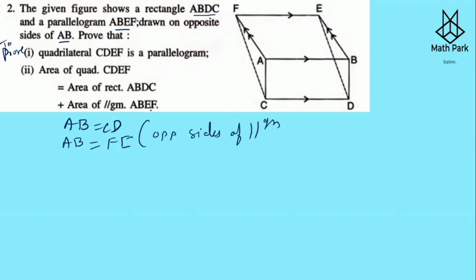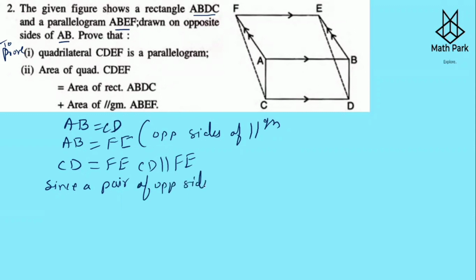Therefore, from these two equations, we understand that CD is equal to FE. Now, CD is also parallel to FE. So, since a pair of opposite sides is parallel and equal, we can say that CDEF is a parallelogram. Got that? So we are done with the first part.